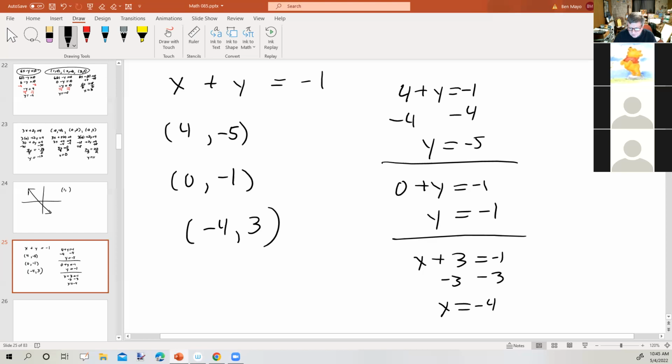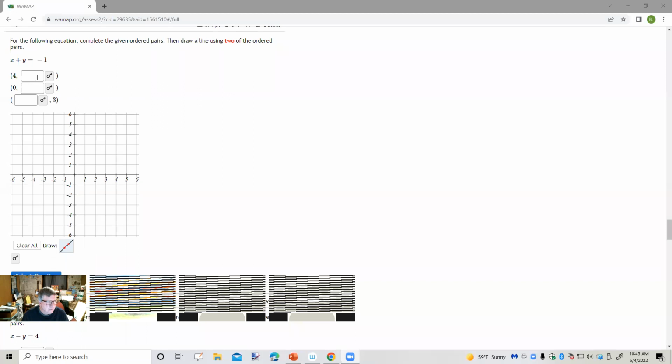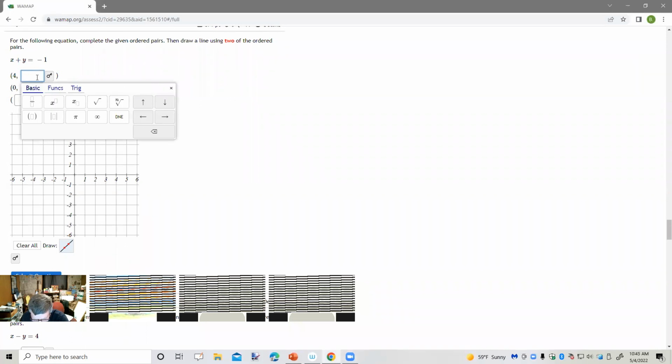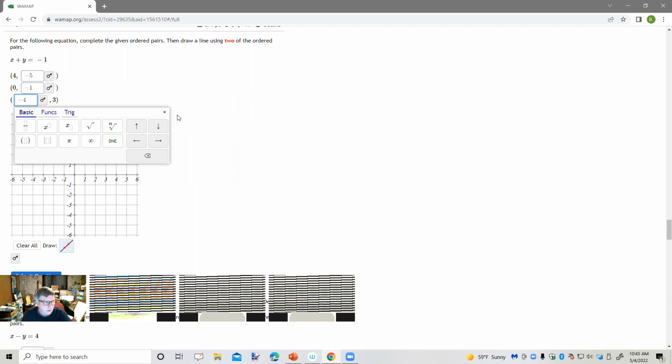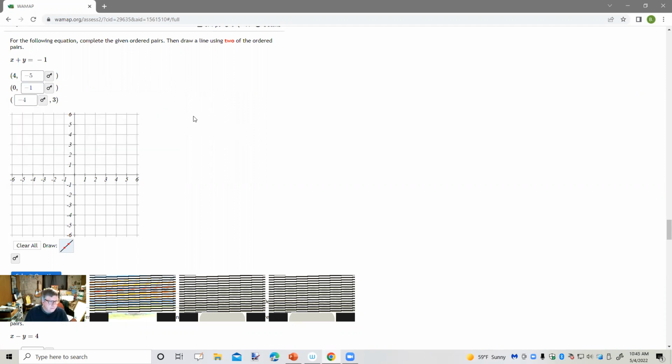Okay, so now we're going to go back over here. The first point was 4, -5. The second point was 0, -1. And the third point was -4, 3. Any questions there? So what I've done so far is basically the same thing we did earlier at the top of this assignment, okay? But now we're going to go further.